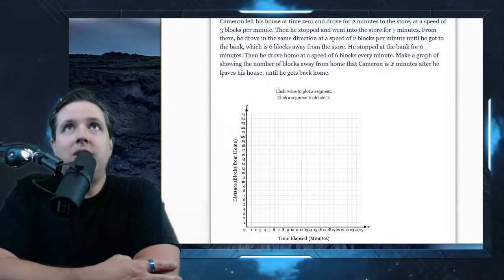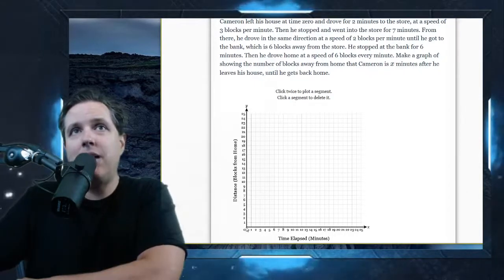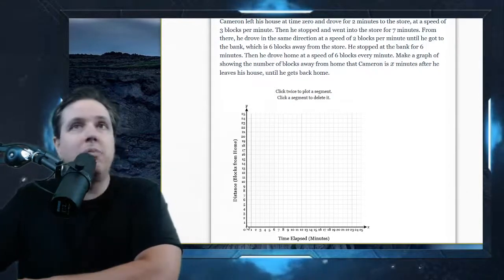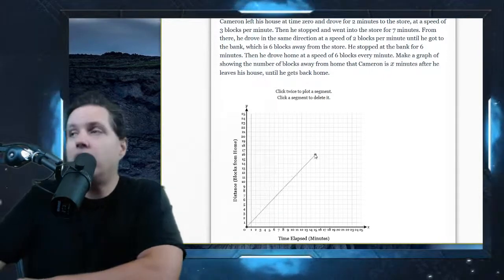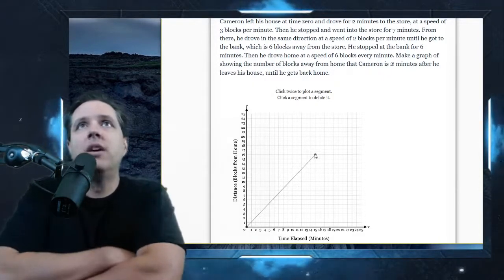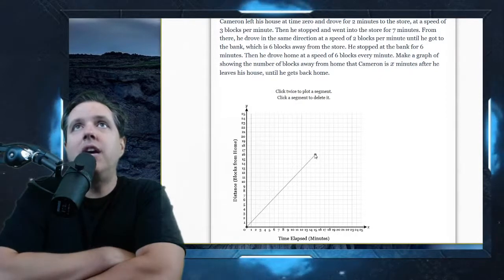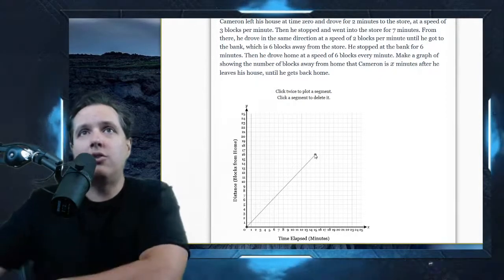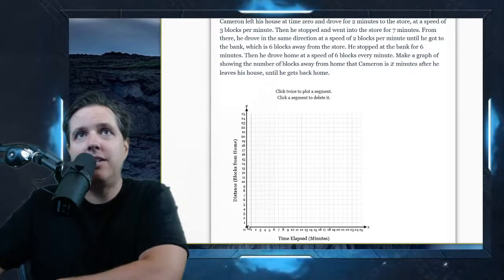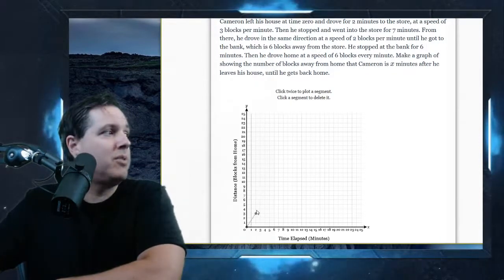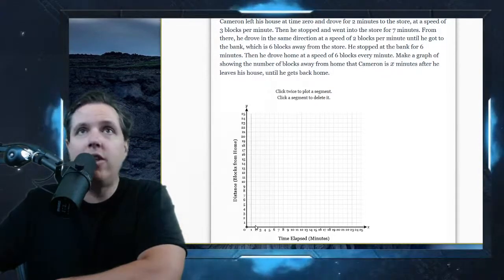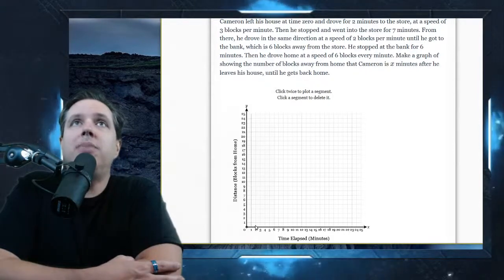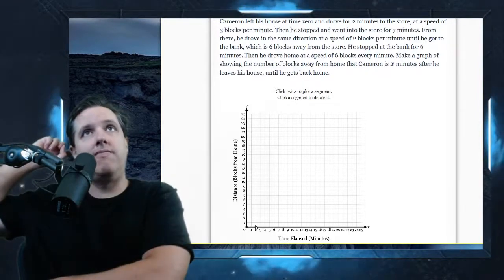Cameron left his house at time 0. Okay, so if he's at his house at time 0, that means we should have a point here, 0, 0. So what I'm going to do is click right here and see how it starts to lay down a line for me, and I can complete it anywhere I want. Where should I complete it? Well, let's see. Cameron left his house at time 0 and drove for 2 minutes to the store. Okay, so 2 minutes, that's time. So I know my next point is going to be at x equals 2. So it's going to be somewhere where x equals 2, somewhere on here. I don't know where yet, but somewhere over there. Okay, at a speed of 3 blocks per minute.